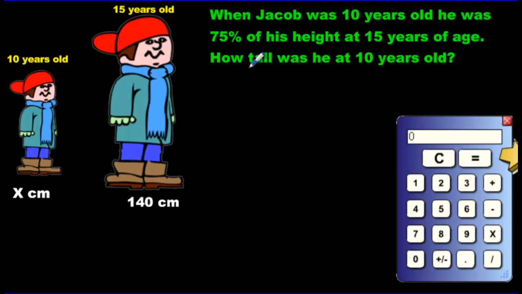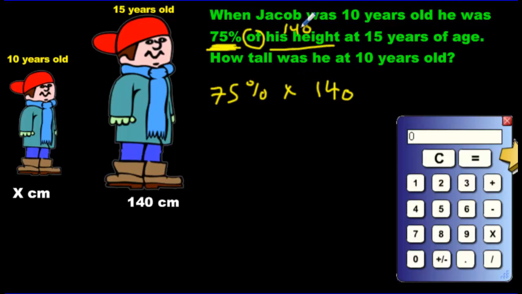I'm going to go ahead and do this right away. I'm going to underline this. He was 75% of his height. What's his height at 15? It's 140. So really, this says 75% of 140. What does "of" mean when it's between two numbers? Right, multiply. So we have 75% multiplied by 140.